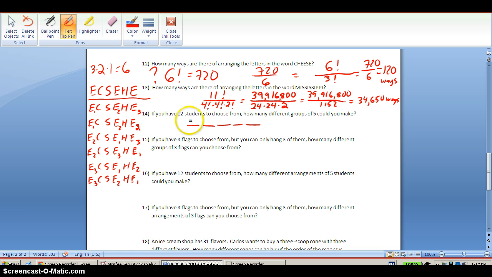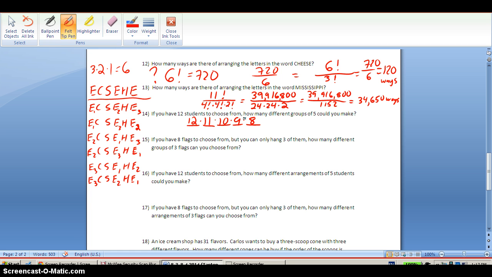For the first choice, there's 12 students to choose from, so we'll choose one of those, 12. Now we've used up one of those 12, then we have 11, then 10, then 9, and the last spot we have 8. This is not 12 factorial because we only go down 5 times: 12 times 11 times 10 times 9 times 8.